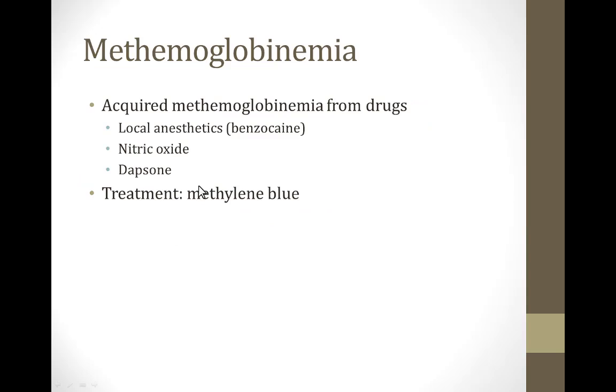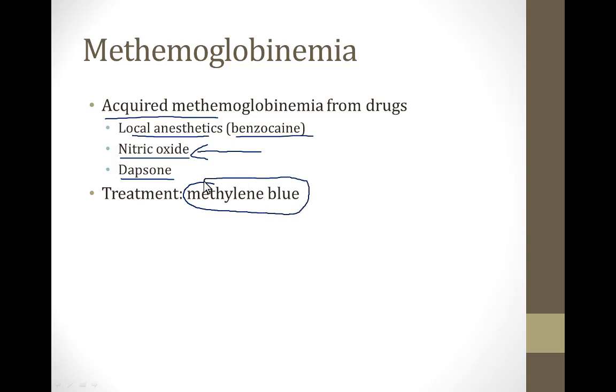There are several drugs that are common culprits for causing acquired methemoglobinemia, and one class of drugs are the local anesthetics. Drugs like benzocaine and lidocaine can do this. Another drug class that does this is nitric oxide. This is sometimes administered to premature babies in the intensive care unit, and they can develop an acquired methemoglobinemia. Also, dapsone, which is a rarely used antibiotic, has been known to cause methemoglobinemia. The treatment is a compound called methylene blue, which quickly reduces Fe3+ iron back to the Fe2+ state.